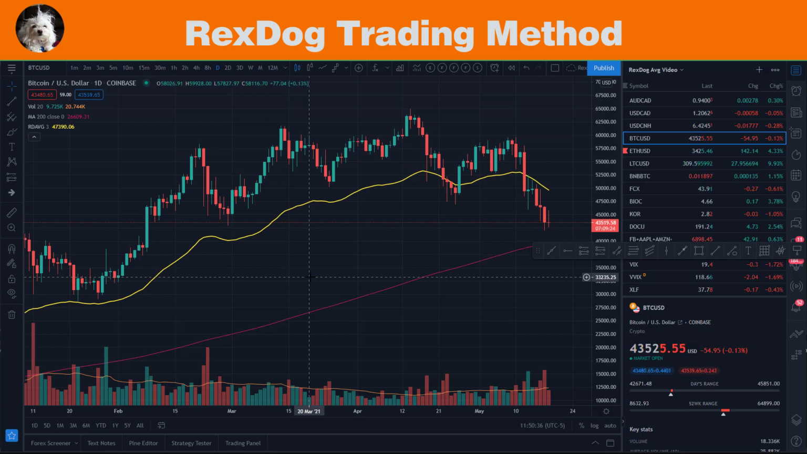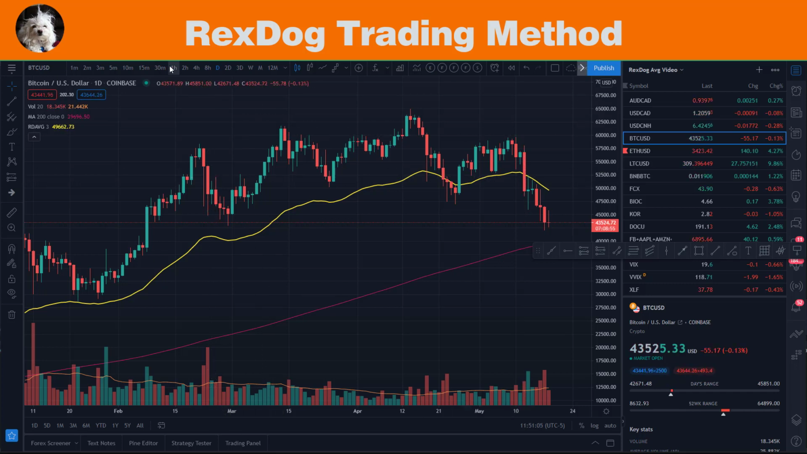Now this benchmark is used as bias. The simple way to look at this is that if price is above the RexDog Average, then my bias on this time frame is a momentum trade to the long side. Any short trades are fades. Another way to look at it is when price is below, obviously my bias is short, so my momentum trades are short, and any long trades are fades on this time frame.